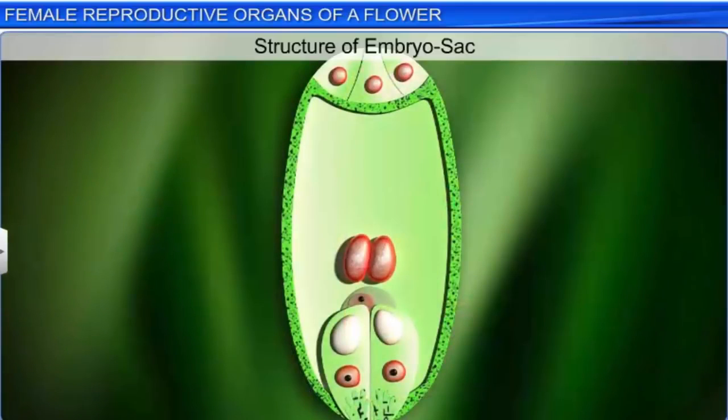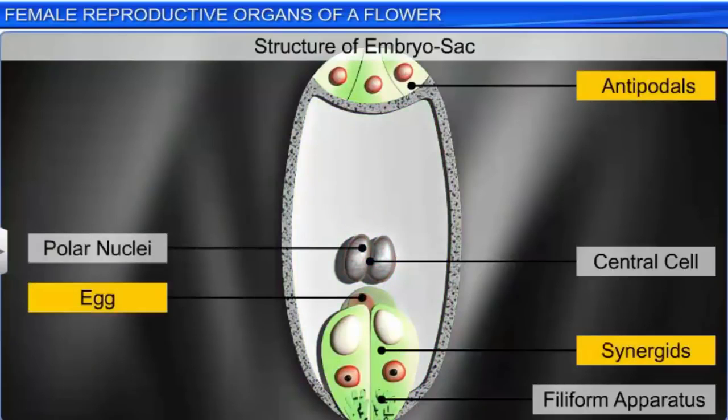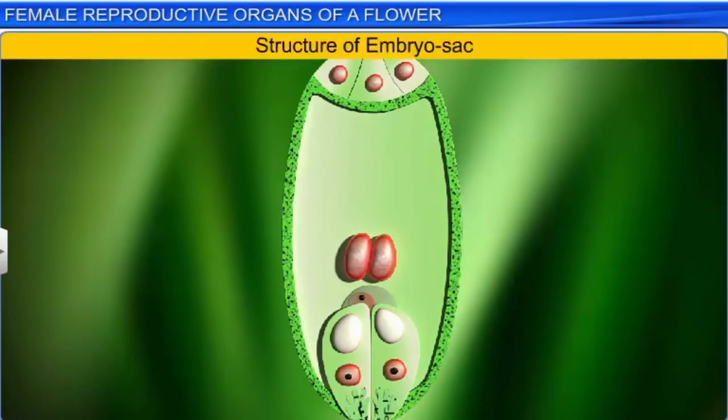Thus, we find the embryo sac to be in 7-celled and 8-nucleate stage with 6 cells at the poles and a large central cell with 2 nuclei in the center. Meanwhile, the 6 cells organize to form the typical structure of the embryo sac, which is now ready for fertilization.